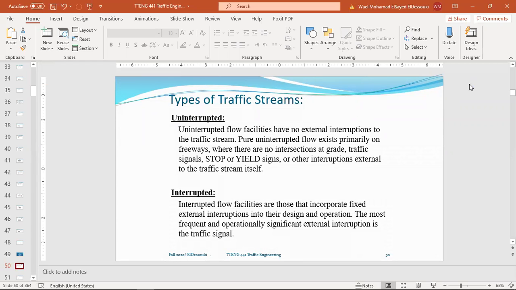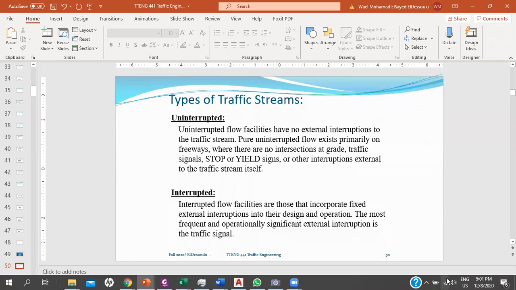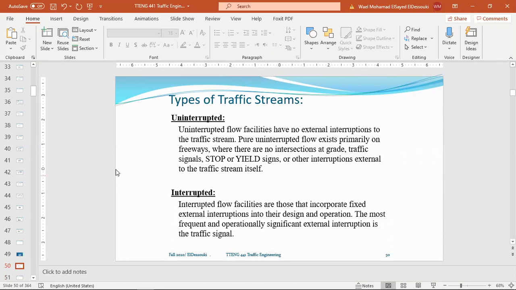But for the interrupted traffic stream, this is, let me just see something. Okay, we'll take a break soon, inshallah. So that's the uninterrupted and interrupted. We're going to take a break and come back, inshallah, after 5 minutes.